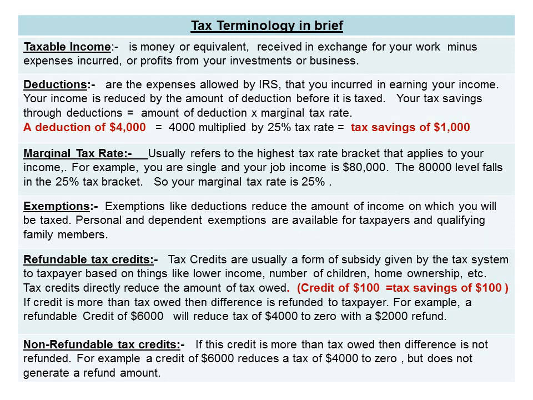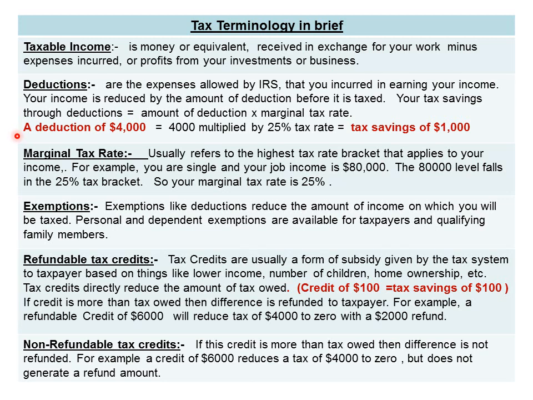This page defines some of the common income tax terms. Taxable income is money or equivalent received in exchange for your work minus expenses incurred, and also profits from your investments or business. Deductions are the expenses allowed by IRS that you incurred in earning your income. Your income is reduced by the amount of deduction before it is taxed.